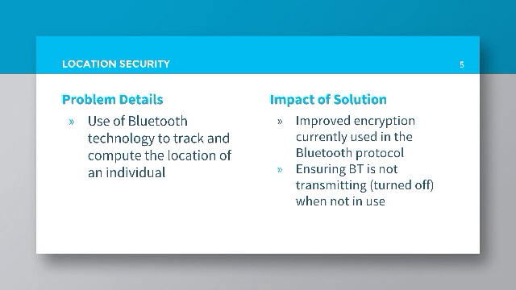One solution would be to improve the current encryption used in Bluetooth protocol, but a much better solution would be for users to completely turn off their Bluetooth when it's not in use, which will enable them to protect themselves from this sort of passive attack. While location security may not sound that bad on the surface, it can be very compromising when someone knows your routine and schedule.